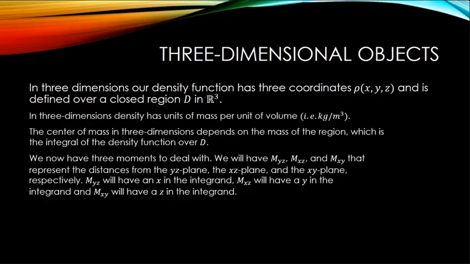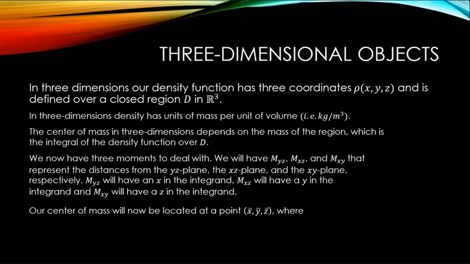If you get confused, simply look at the subscript. The variable that's missing in the subscript is the variable that you're going to incorporate into your integrand for your moment computations. The center of mass in 3 dimensions will now be located at a point x bar, y bar, z bar, where x bar is equal to capital M sub yz over little m, y bar is capital M sub xz over little m, and z bar is equal to capital M sub xy over little m.